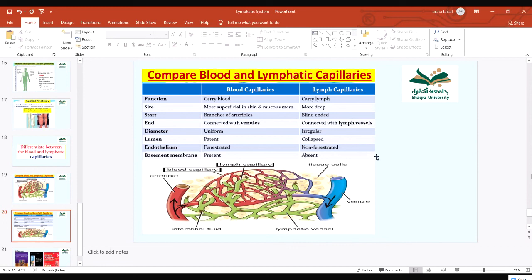The endothelial cells are irregularly present, and they are connected by button-like junctional complexes, which allow even large particles to pass through and get absorbed into the lumen of lymph capillaries.